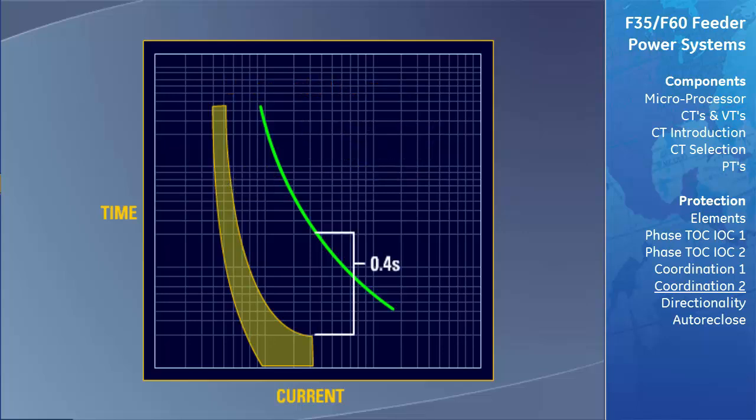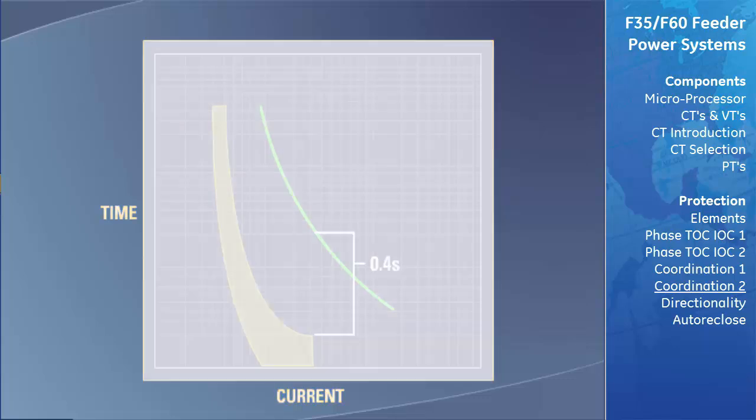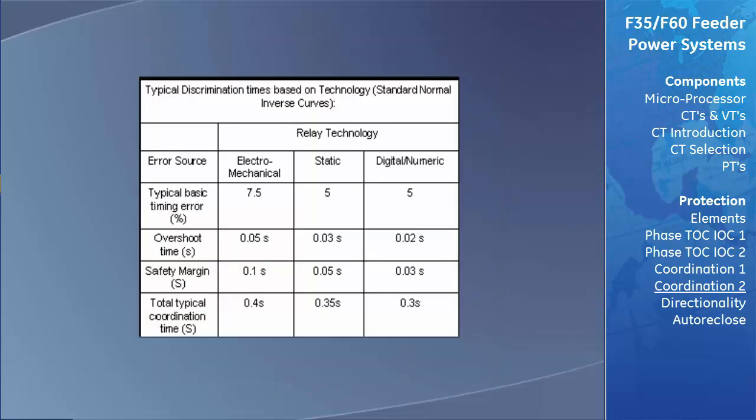To account for CT saturation and errors, electromechanical relay overshoot, timing errors, and fuse errors, a minimum discrimination time of 0.4 seconds should be used. The following table is a list of recommended discrimination times between relay technologies to ensure proper coordination.